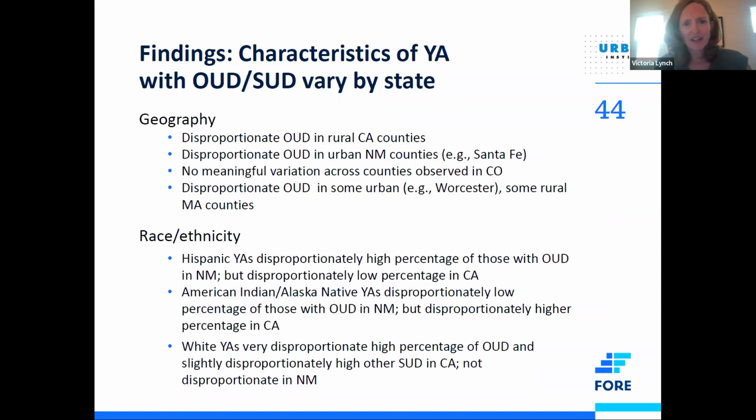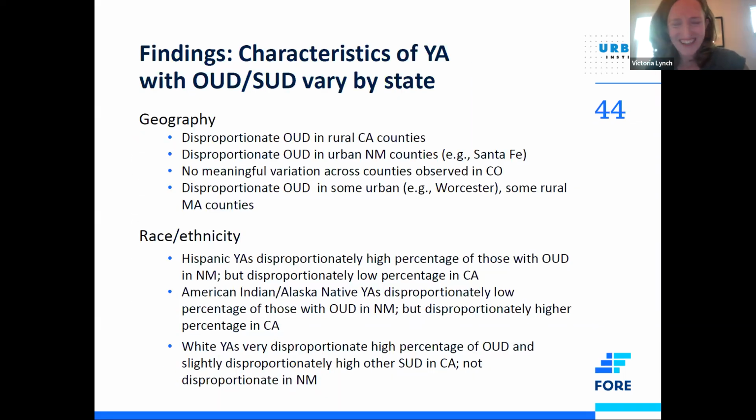In this slide, I just give some examples of the state variation that we saw among young adults. The young adults we were able to compare across states, and we noted important geographic and race ethnicity differences. For example, in California, we saw disproportionate OUD in rural counties. By contrast, in New Mexico, we see disproportionate OUD in urban counties. In Colorado, we didn't see a pattern, no meaningful variation across the counties. And in Massachusetts, we saw disproportionate OUD in some urban counties and some rural counties.